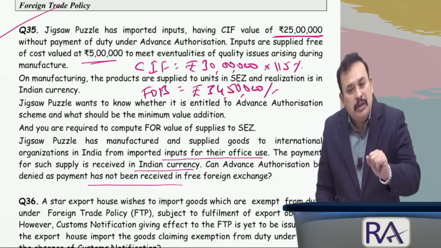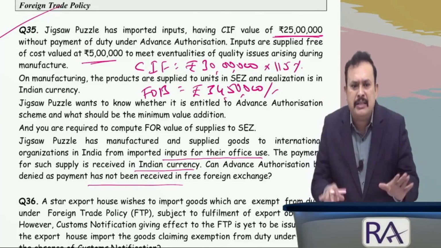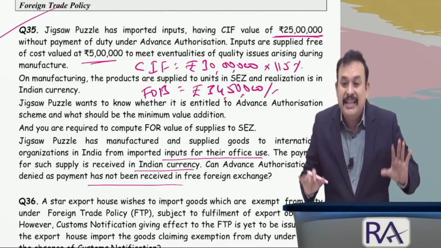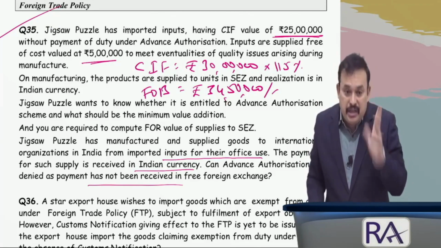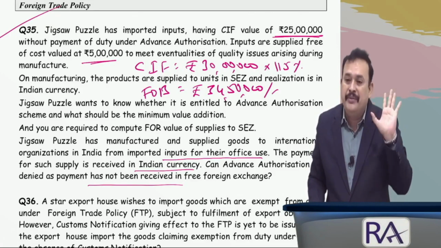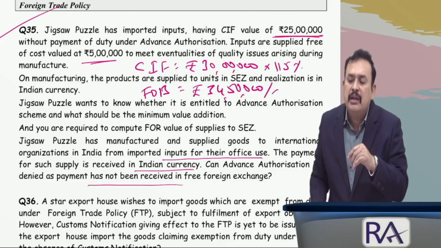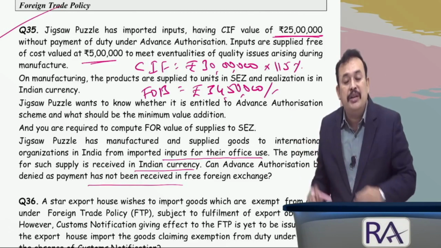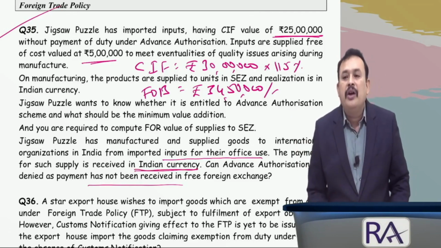But are they eligible if they supply to SEZ? Yes, provided payment should be realized in foreign currency. A thumb rule in the FTP is that payment in foreign currency is more valuable than Indian currency and should be realized to get the benefit. Here, supply to SEZ, benefit realized in Indian rupees. Advance authorization cannot be granted. Second one, supply to an international organization in India, where also they got the amount in Indian rupees. Therefore, advance authorization cannot be granted.